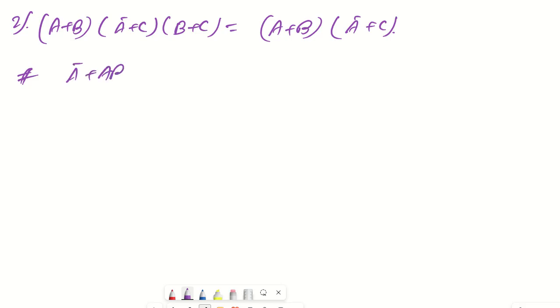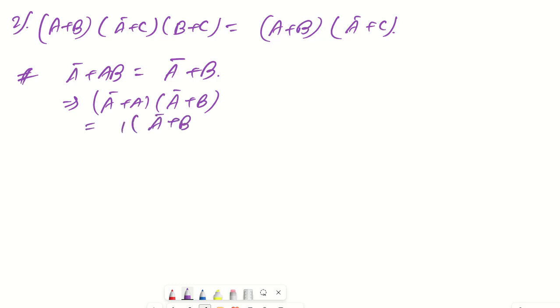So that's all. Now one more thing, I'll just give you 2-3 more laws, which is a bar plus ab is equal to a bar plus b. If you want, you can distribute them and find it out. So how to find out? Very quickly, you can find out like (a plus a bar) plus a into (a bar plus b), that is going to be (a bar plus a) which is 1, into (a bar plus b), so that is going to be a bar plus b.